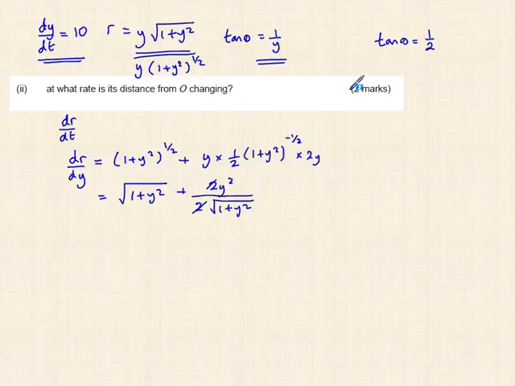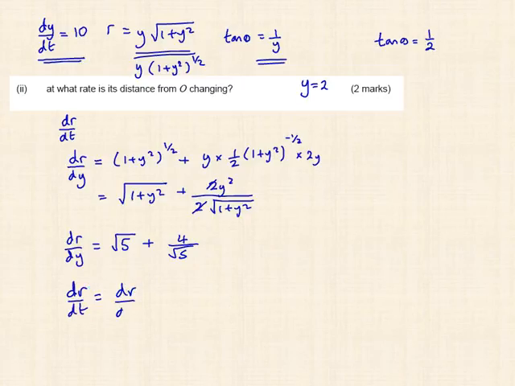So we know from the information given above that we're looking at when y is 2, so dr/dy would be equal to root 5 plus 4 over root 5. Now, dr/dt would be equal to dr/dy times dy/dt. So that's going to be the root 5 plus 4 over root 5 times 10.